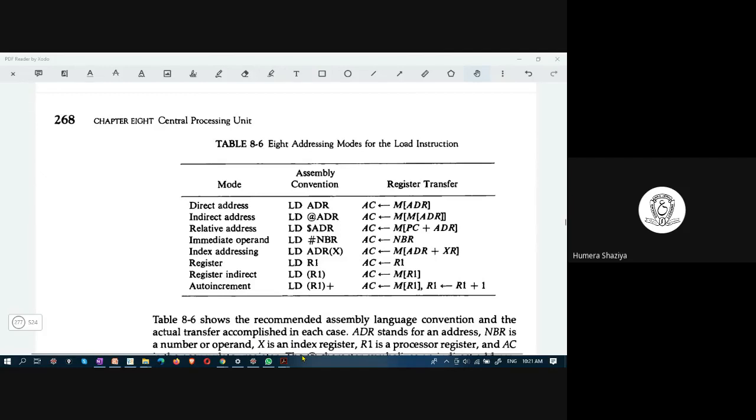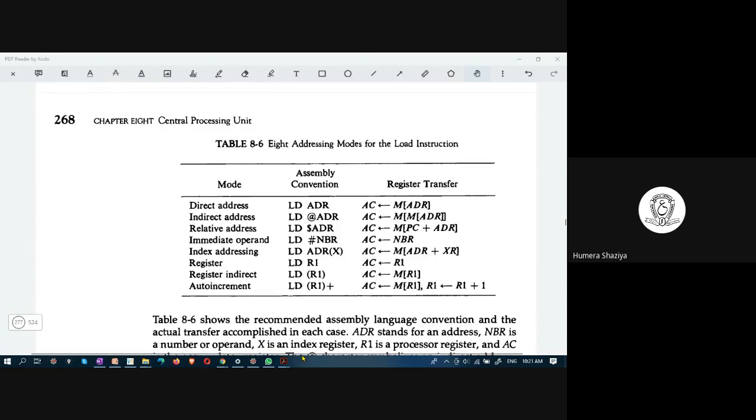Indirect address is denoted by the at symbol: LD @ADR. What does this evaluate to? M of ADR gives a value which is the effective address of the operand. Therefore, that is taken again as the parameter for memory, which is M. So it is M of M of ADR, which is indirect address.